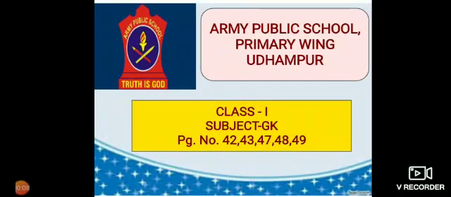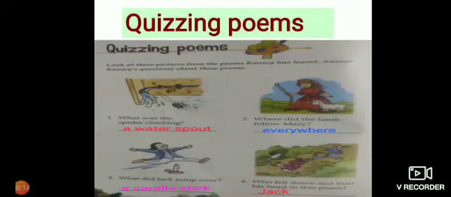Children, today we will do book page number 42, 43, 47, 48 and 49 of your GK book. Let's begin with page number 42. Here are some quizzing poems given. Now you have to look at these pictures from the poems that you have already learned and answer the questions about these poems. So first one is, what was the spider climbing?